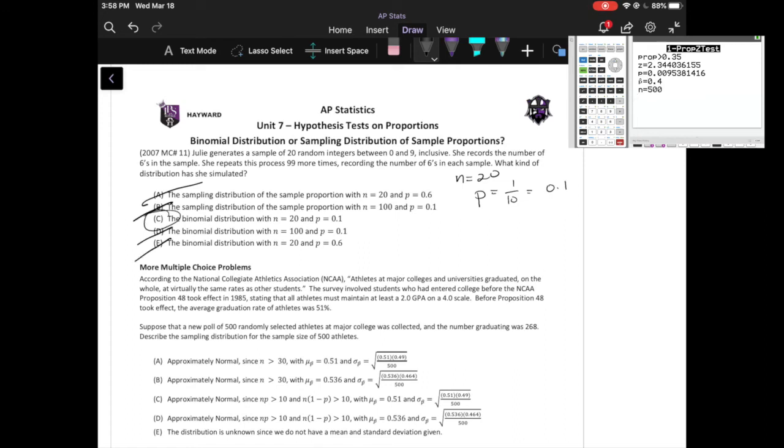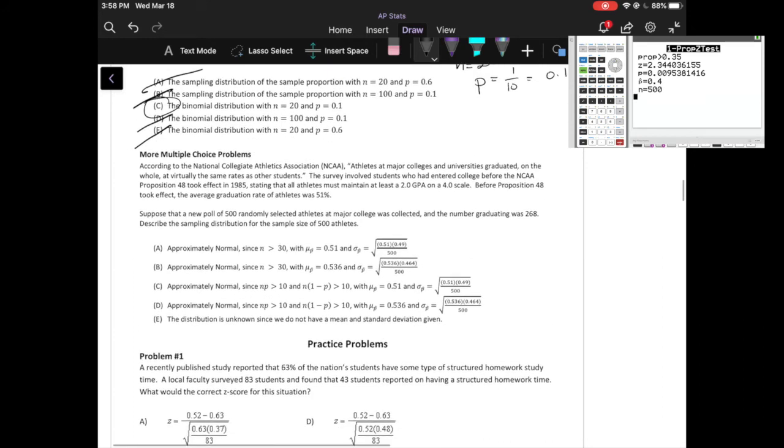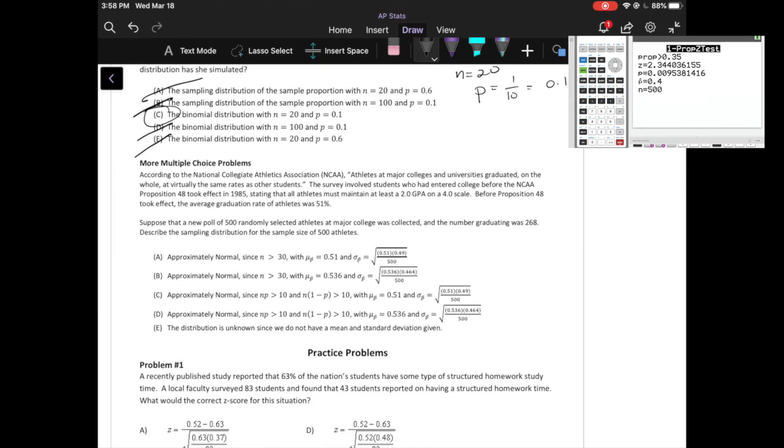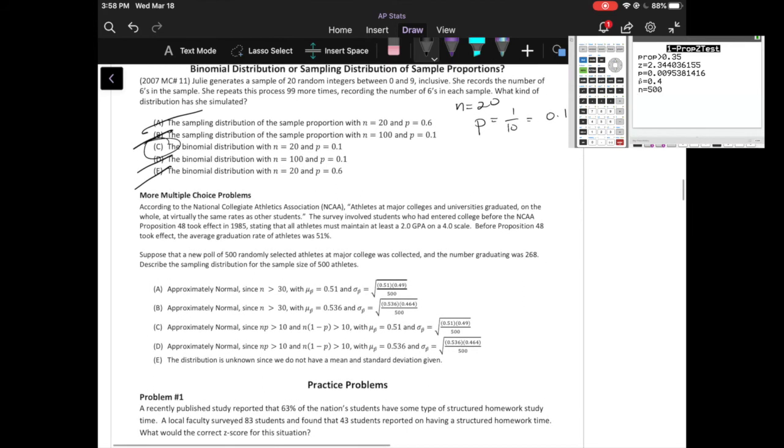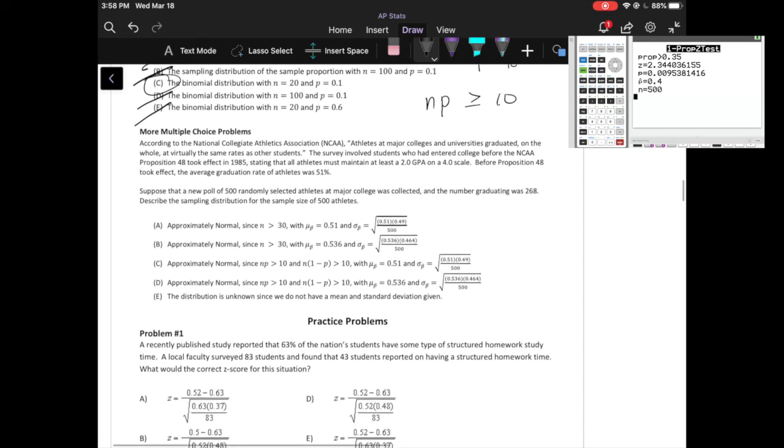This is also a binomial distribution because there's either a success or not a success, right? A sampling distribution of sample proportions would have to say that it's normal, but we don't know. This is definitely not normal because our sample size is not large enough. If we do n times p, this is not greater than or equal to 10.